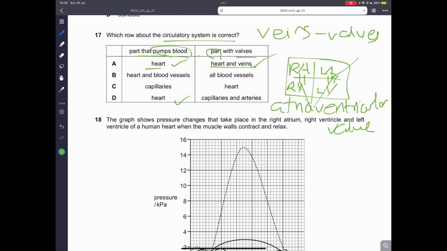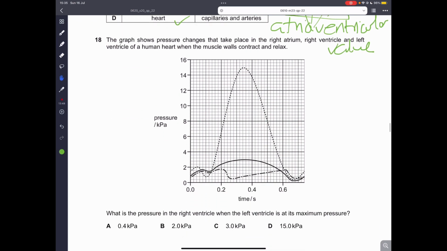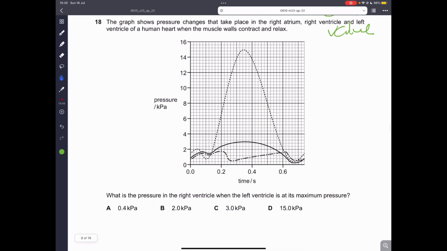So hearts and veins contain, therefore A is the correct answer. Question 18. The diagram shows pressure changes that take place in the right atrium, right ventricle, and left ventricle of the human heart. When the muscle walls contract and relax, what is the pressure in the right ventricle when the left ventricle is at its maximum pressure?